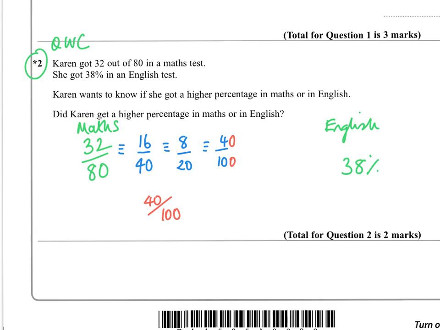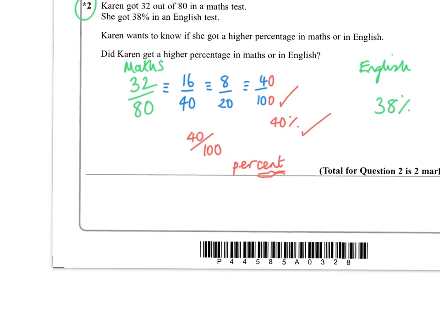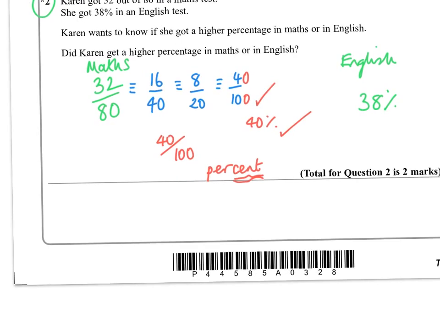And every time you see something out of 100, it's per 100 or per cent, because cent is the shortening for 100. So this is definitely 40 out of 100 or 40%. So it looks as though Karen did better in her maths. Another way of looking at the question, so I don't just want to go through all these questions, I want to try and show you different ways of doing them if I can.